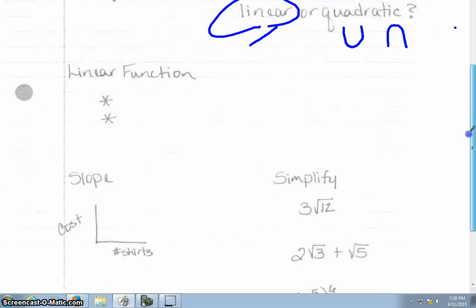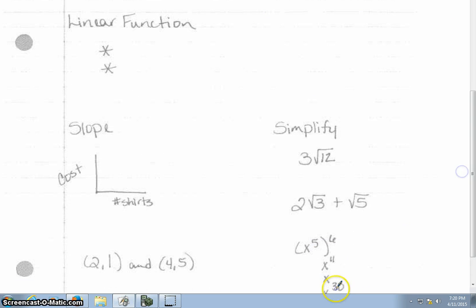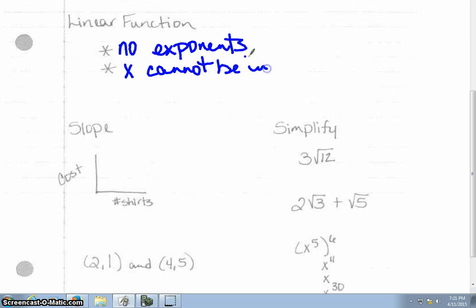Okay, another thing you're going to need to do today is determine if an equation is a linear function or not. And there are 2 rules when you look at the equation to tell if it's linear. The first one is you can have no exponents. And the other one is that x cannot be in the bottom of a fraction, the denominator. You cannot have an x in the denominator.